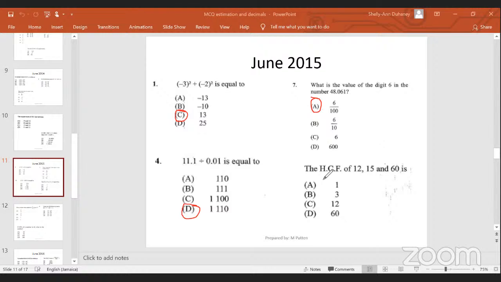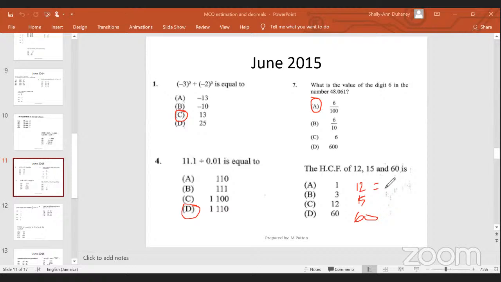All right. So it's B, 3. I don't know if it's 3. Prove it. Because 3 can go into 12, 15, and 60. Miss, it could be C. 12 can go into 15.